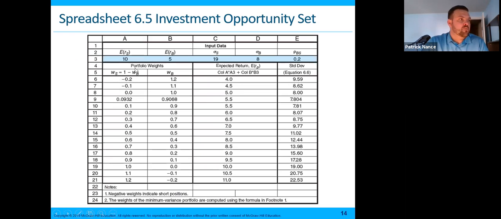So here's an example of our portfolio weights. We've got stocks and bonds, and the weight of our stocks is 1 minus the weight of our bonds, because in this case we have 100% of our portfolio in either bonds or stocks. And then we have our expected return, which is column A3 times column B3, or plus column A times A3. So that would be 0.2 times 10, and then plus column B times B3. And that would give me my 4 number here.